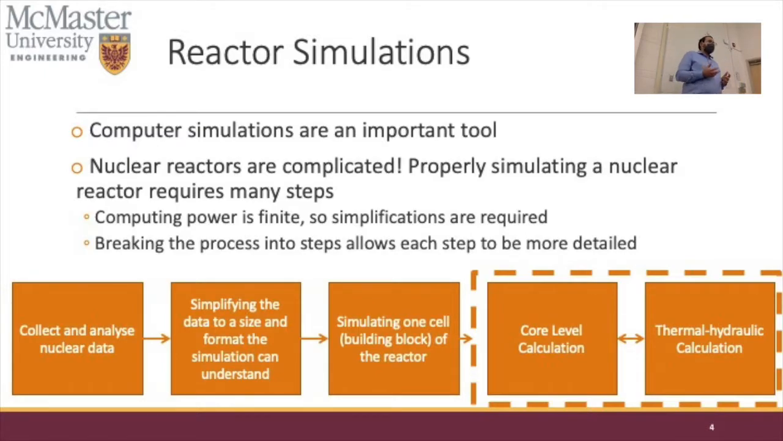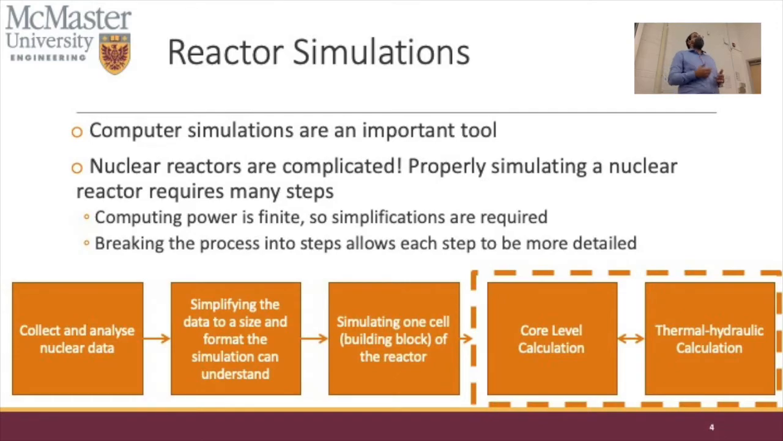One of the first steps is to collect and analyze experimental data on how neutrons interact with the various materials that we would find in a reactor. The next step is to take all of that experimental data and simplify it as much as we possibly can and convert it to a format that a computer can understand.